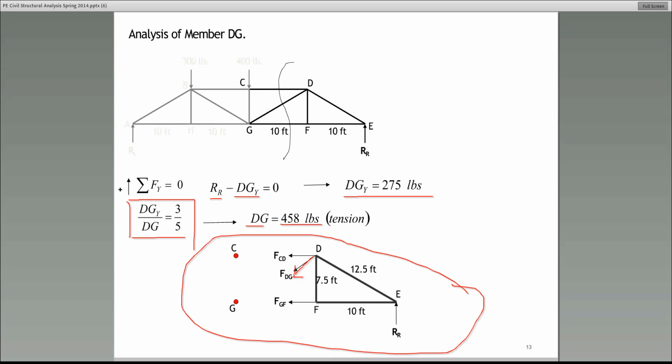Helen, I'm not sure. The summation of moments about the support F would indeed be equal to 0. I'm not sure exactly what you're asking me.